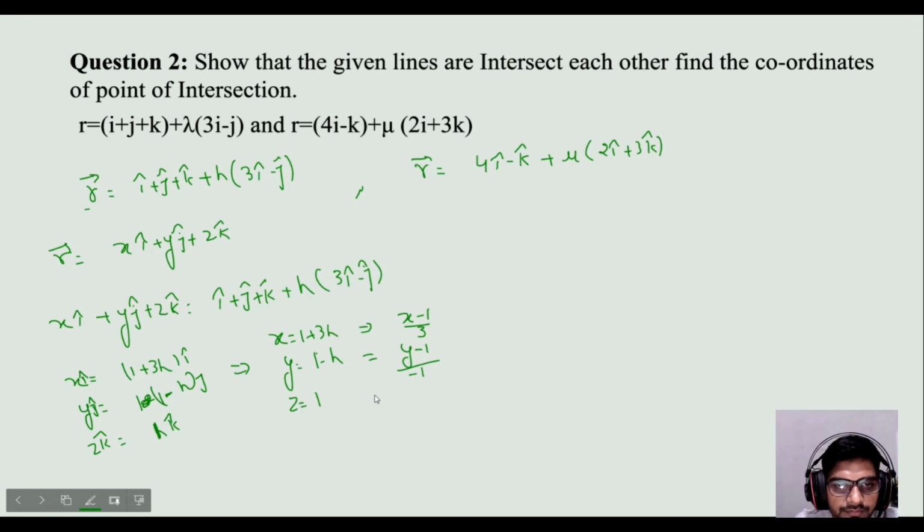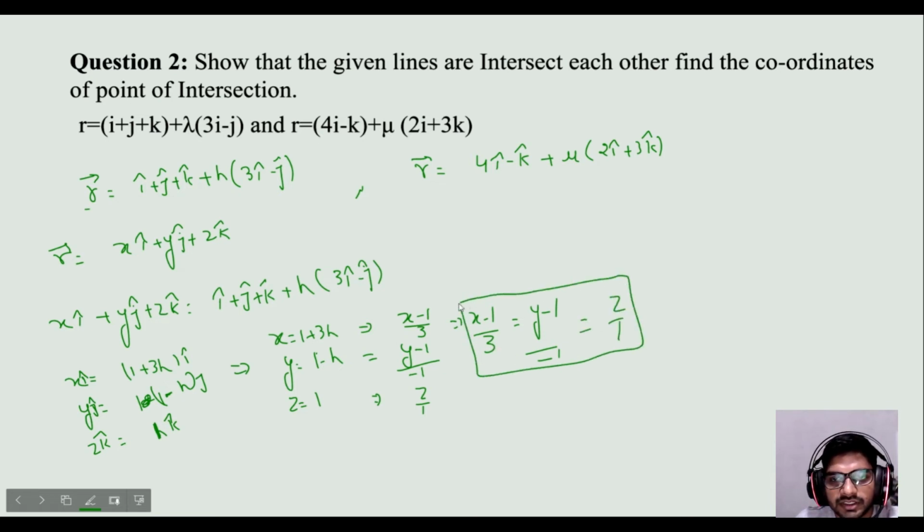Okay, minus 1, and this will give just z upon 1. So this is the Cartesian equation, just like (x minus 1) upon 3 equals (y minus 1) upon minus 1 equals z upon 1.